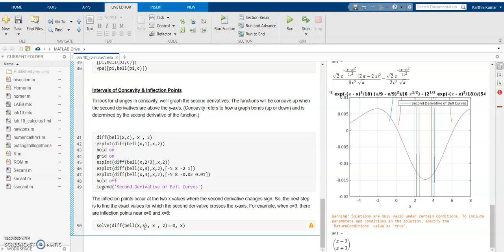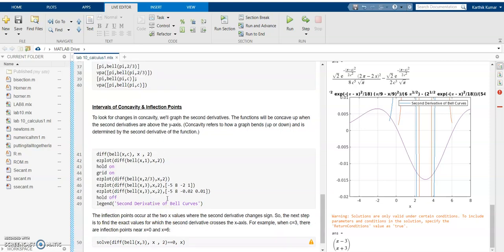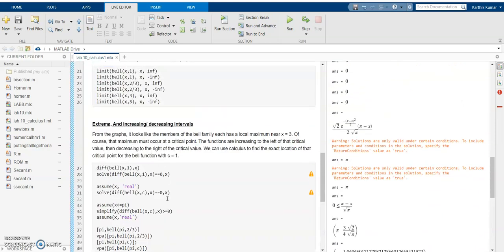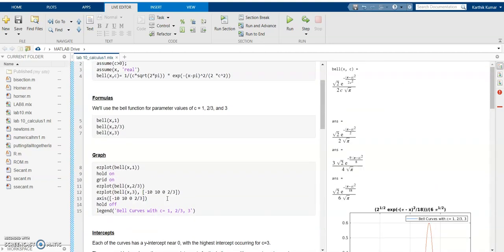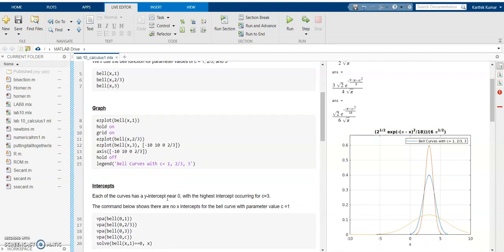For example, I'm just taking c is equal to 3, and I want to show you that if I take the derivative of the bell function for c is equal to 3, and if I solve for it, that is my answer. So that means that is the critical point. If I go back and plug this in, I should see the absolute extrema or minimum for c is equal to 3. Okay, so that completes this lab. I know this includes a lot of subsections, but it's not that hard.